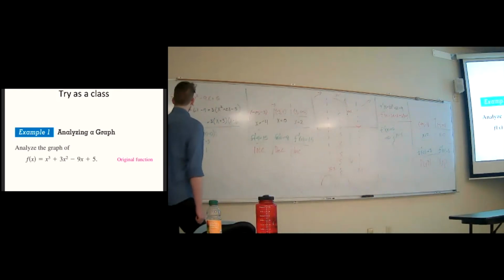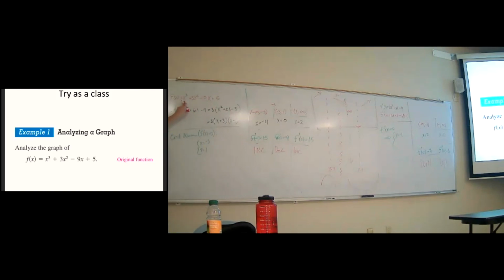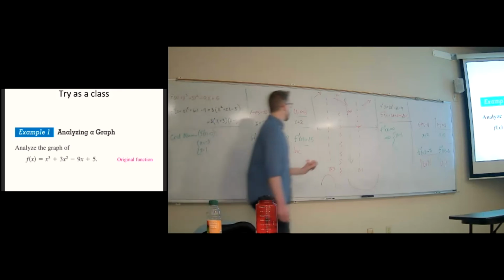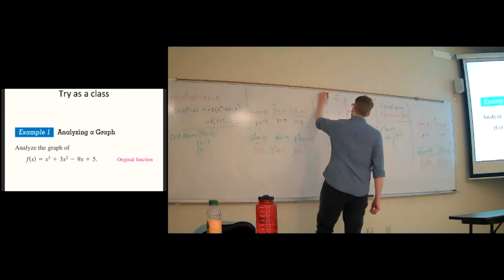Now at -3, we're going to have 27 plus 27, so that's 54, minus 9 times 3 is 27 again, so we're back at 27, plus 5 is going to be 32, right? So we're somewhere way up here. So our function is going to look something like this.